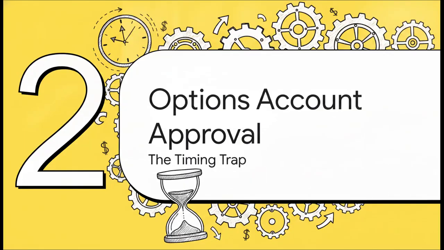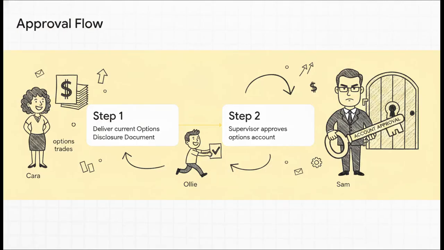Moving right along to options account approval rules, the timing trap. Let's focus on Kara's options trades for a second and bring in Sam, the supervisor. Sam holds the absolute keys to account approval. Look at the sequence. Step 1. Deliver the options disclosure document. Step 2. Sam approves the options account. Ollie must deliver the current options disclosure document to Kara at or before Sam approves the account for options trading. The sequence is literally everything here, because Kara needs to have all that risk information in her hands before the firm officially greenlights her to take those risks.